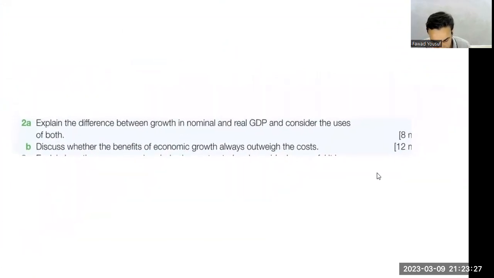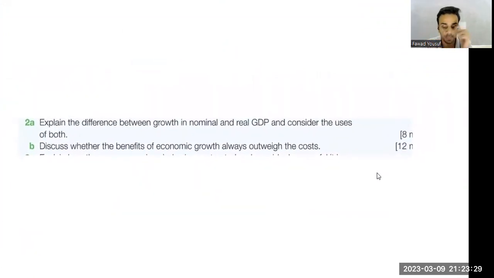All right, let's take a look at it. So you have 2A, you have 2B. Let's take a look at both of them. So first one is explain the difference between growth in nominal and real GDP and consider the uses of both. Nominal or real किस लिए use होता है? उससे पहले this chapter is about economic growth. ठीक है?